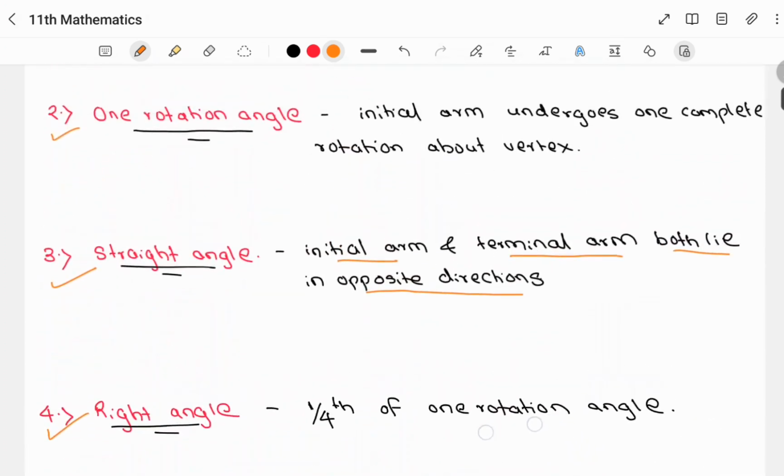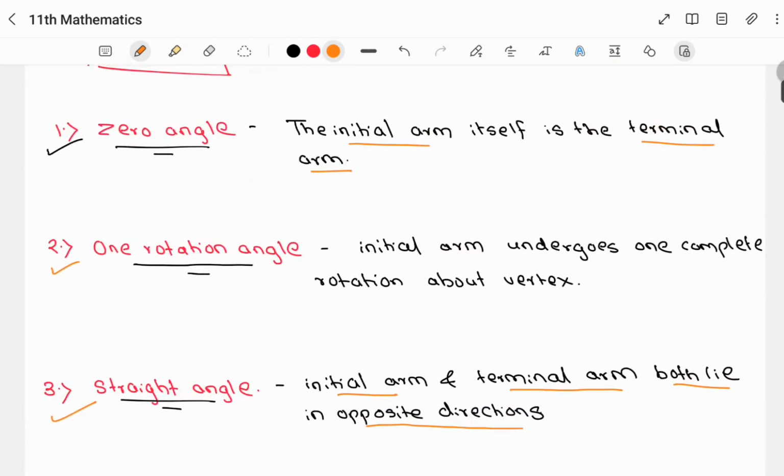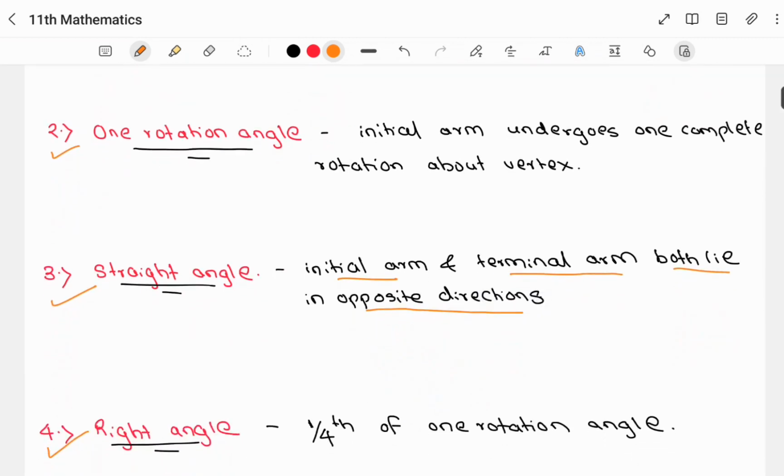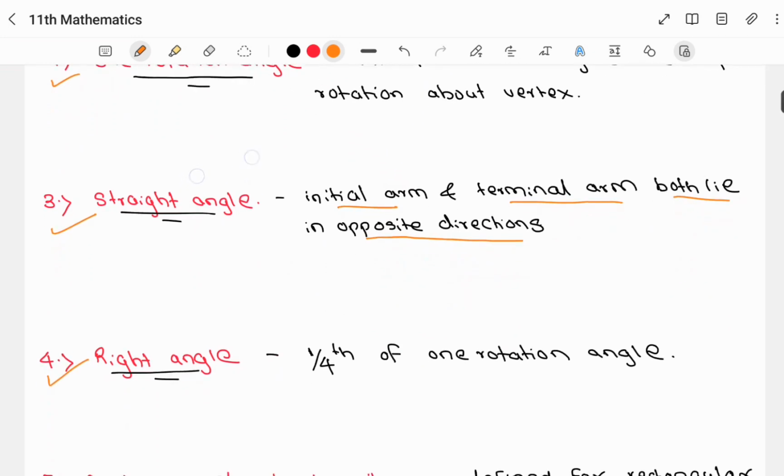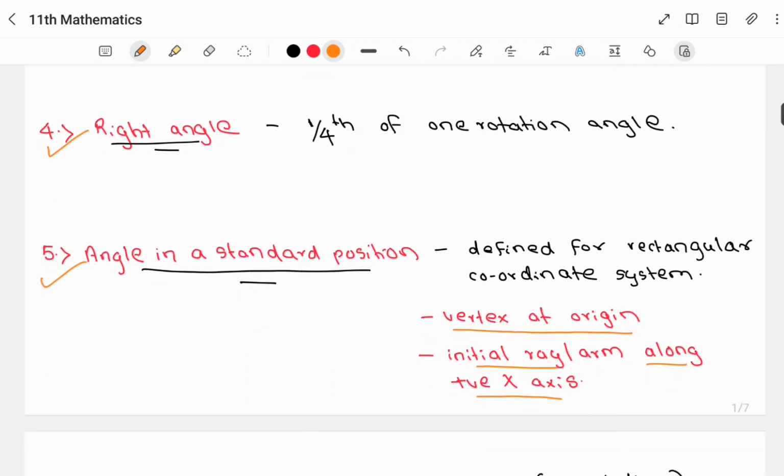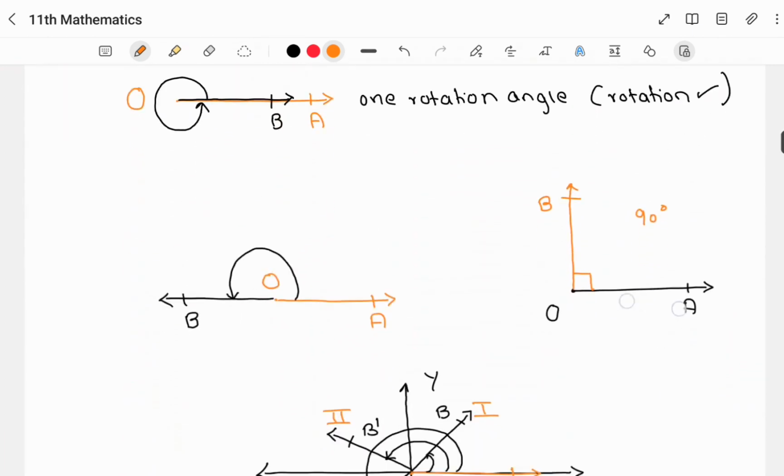So till now what we have seen? We have seen a zero angle where there is no rotation. We have seen a one rotation angle where there is one complete rotation of the initial arm to reach the same initial position. And in both the zero angle and one rotation angle, the initial arm coincides with the terminal arm. Then we have a straight angle where the initial arm and the terminal arm are in opposite directions. And then we have the right angle, which is by definition 1/4 of one rotation angle. After that, we saw angle in a standard position, for which we require a rectangular coordinate system in which the origin becomes the vertex of the angle and the positive x-axis is the initial arm of the angle.